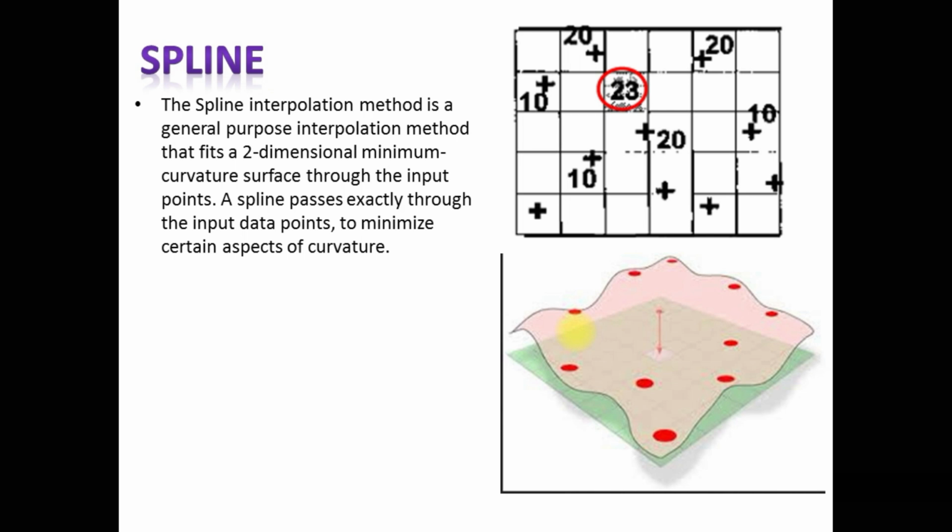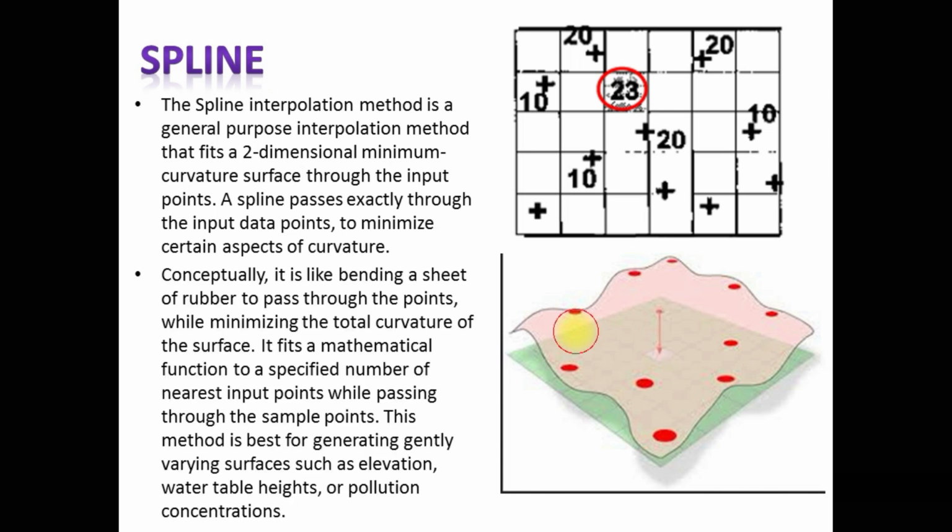Spline method, the second type of deterministic method. The spline interpolation method is a general-purpose interpolation method that fits a two-dimensional minimum curvature surface through the input points. A spline passes exactly through the input data points to minimize certain aspects of curvature. Conceptually, it is like bending a sheet of rubber to pass through the points, while minimizing the total curvature of the surface. It fits a mathematical function to a specified number of nearest input points while passing through the sample points. This method is best for generating gently varying surfaces such as elevation, water table heights, or pollution concentration.